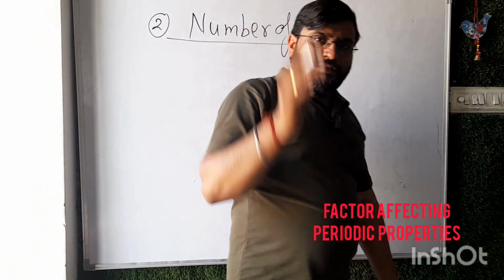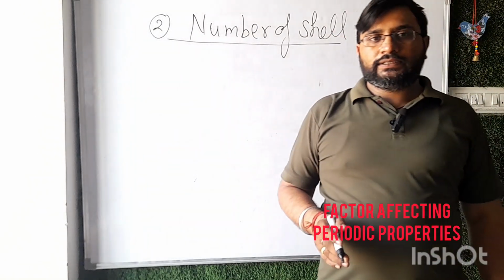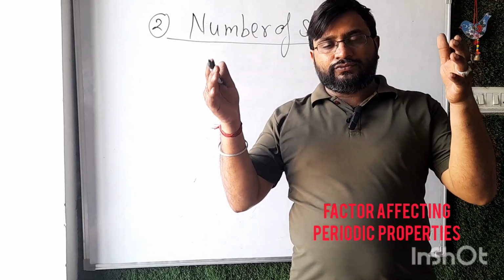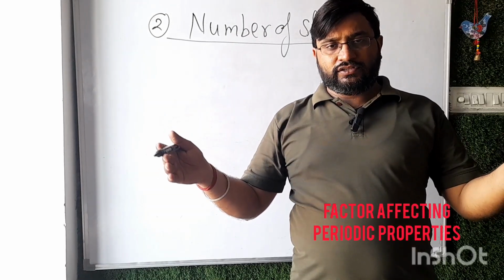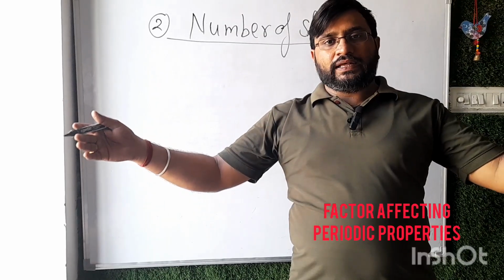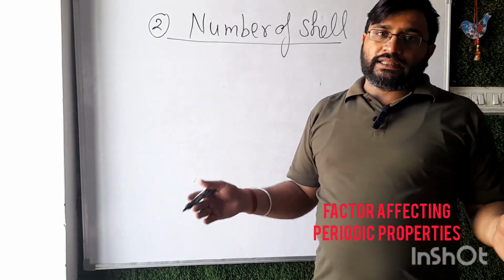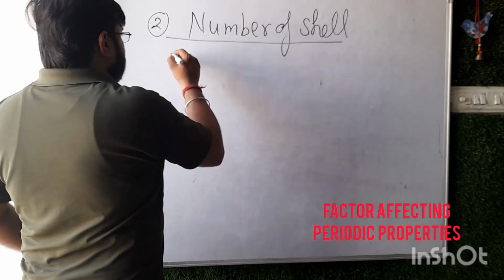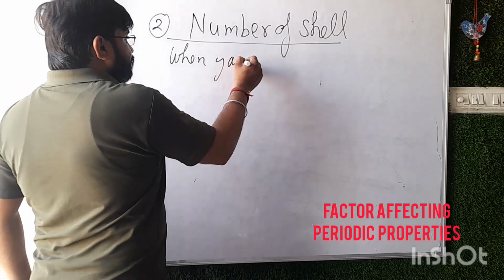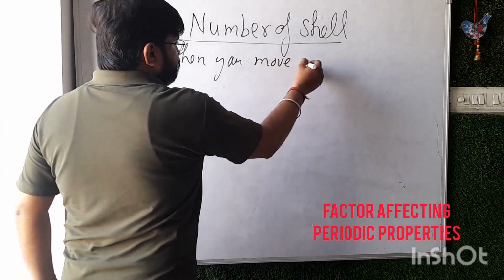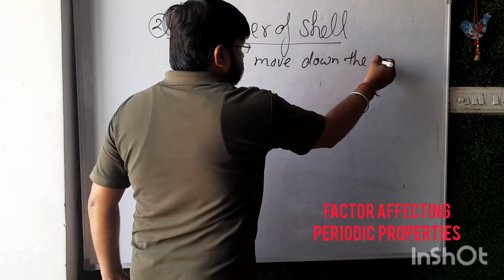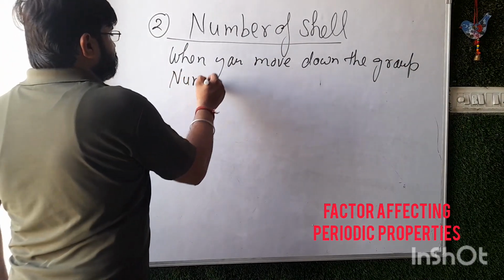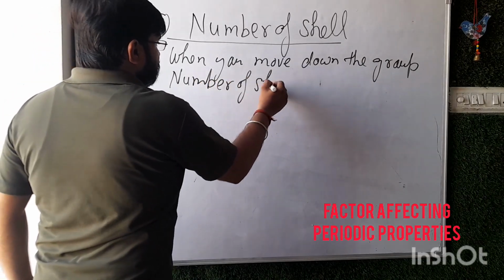You know that when you move down the group, the number of shells increases. In every period one shell is added. So the first period has one shell, the second period two shells, the third period three shells, the fourth period four shells, the fifth period five shells, the sixth period six shells, and so on, and the seventh period has seven shells. So when you move down the group, the number of shells increases.